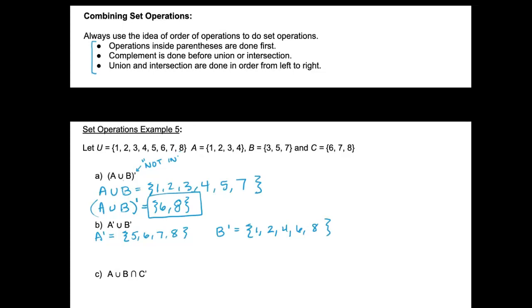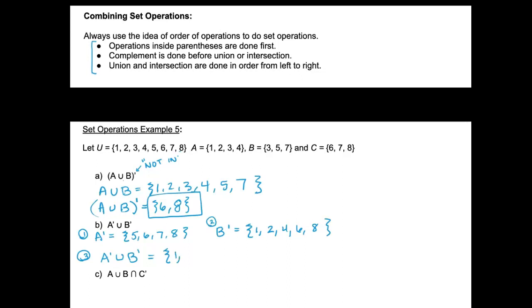Then, okay, so this was, I'm just going to write a little 1. This was step 1, this was step 2, and then step 3 is to put those both together. And this U means union or combine. So I'm combining these two sets, A complement and B complement. I'm putting them together.